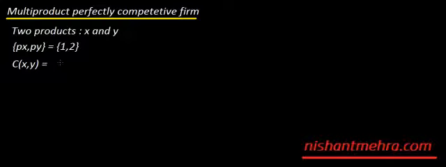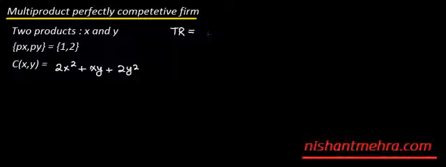Say the cost function is given to you as 2x square plus xy plus 2y square. Suppose this is the cost function. So first of all, what we'll try to do is find the total revenue function. Total revenue function is px into x, which is the revenue from x, plus py into y, which is the revenue from y, minus c(x,y), that is the cost.